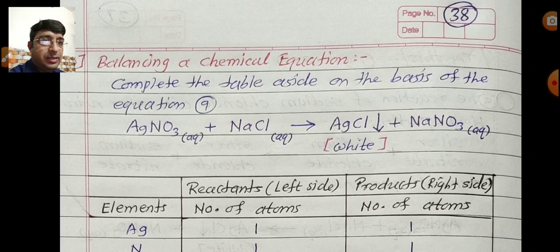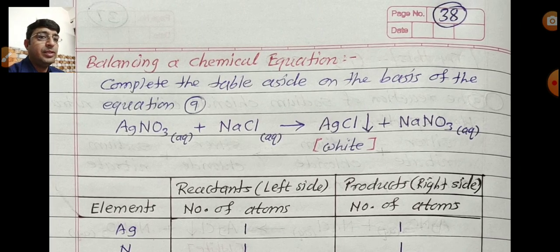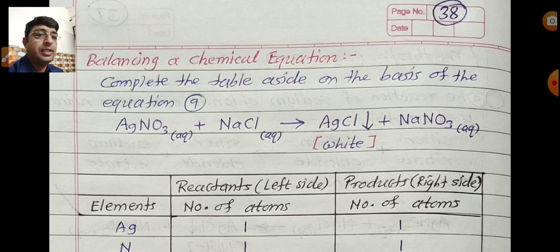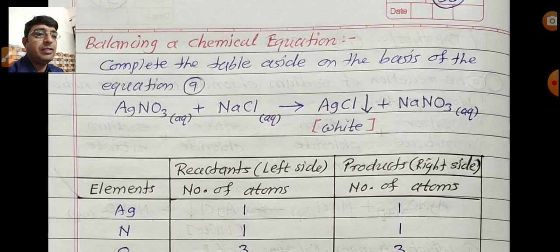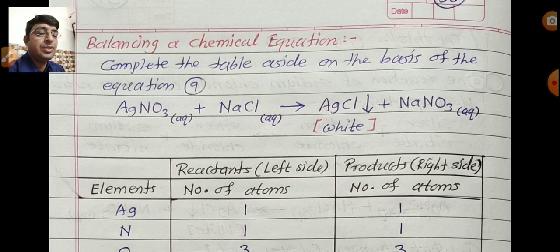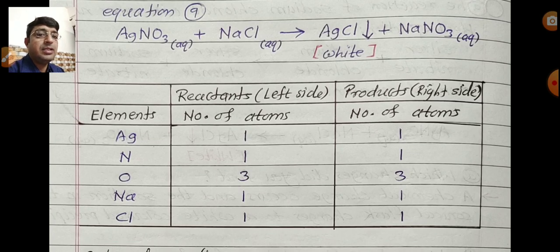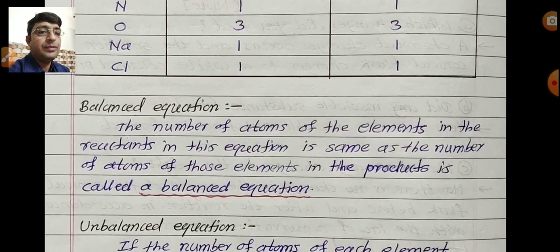Now balancing a chemical equation. Complete the table aside on the basis of equation number 9. AgNO3, silver nitrate, reacts with sodium chloride NaCl to form silver chloride AgCl, a white precipitate, plus NaNO3, sodium nitrate. So the elements in these reactants and products are silver Ag, N means nitrogen, O oxygen, Na sodium and Cl chlorine. On the left hand side, check the number of atoms: silver 1, nitrogen 1, oxygen 3, sodium Na 1 and chlorine Cl 1. On the right hand side also the same number of atoms are present. So we are writing the two answers.